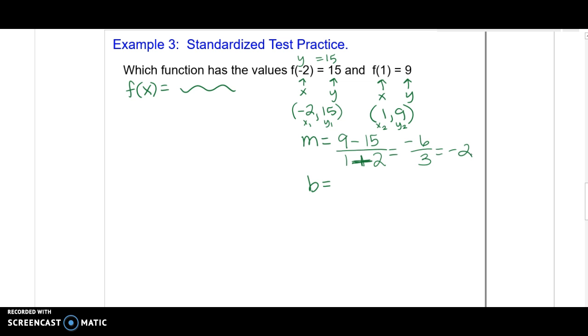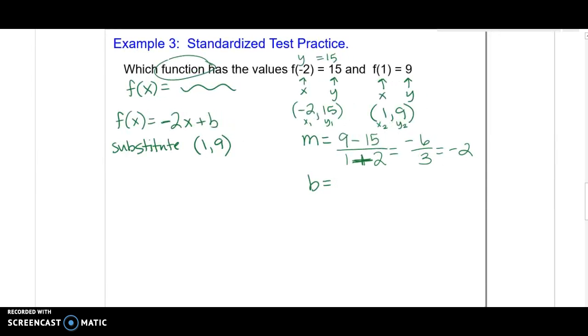This is helpful for us because now we can start writing our equation. Since it is asking for function, we want it in this f of x form. So we have f of x, which is just a fancy way of saying y. Again, f of x equals our m, negative 2, x plus b. Okay, so again, we are just going to pick one of our points to substitute into our problem. I am going to substitute negative 1, 9. That's the one that I picked. If you use negative 2, 15, that's fine. You will get to the same answer.